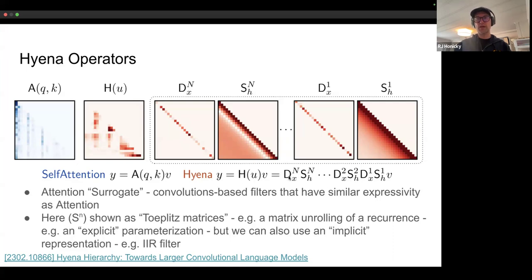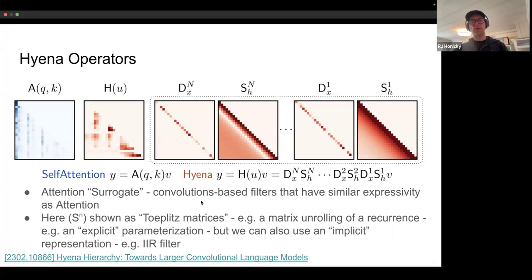And so you have these pairs of a weight plus the convolution, plus a weight plus a convolution, and some arbitrary number of those stuck together, and then you can get this thing that sort of approximates the behavior of attention. So this Hyena operator is basically a replacement or a surrogate for attention.